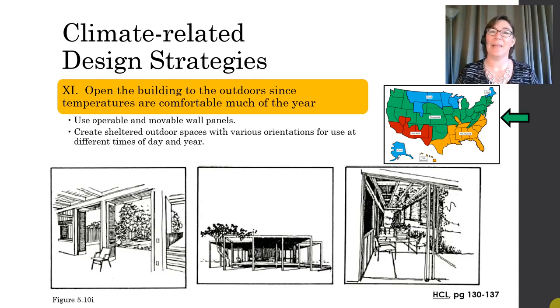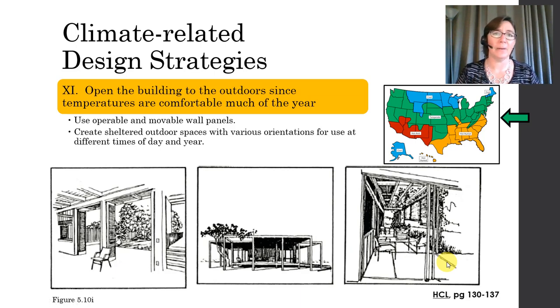Our last climate-related design strategy that we want to cover today, yay, is number 11, and it's to open the building to the outdoors since you've got a beautiful climate and temperatures are comfortable. You can use some operable and movable wall panels, and you can create some sheltered outdoor spaces for uses at different times of day and year.